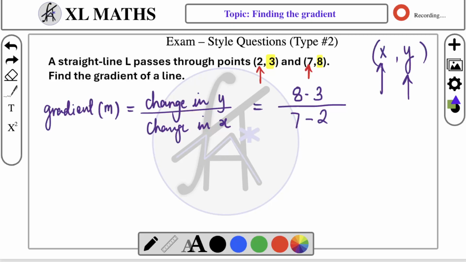So let's further simplify that. 8 minus 3 is 5 and 7 minus 2 is 5 again. That gives us 1. Right? So this is how we find out the gradient.